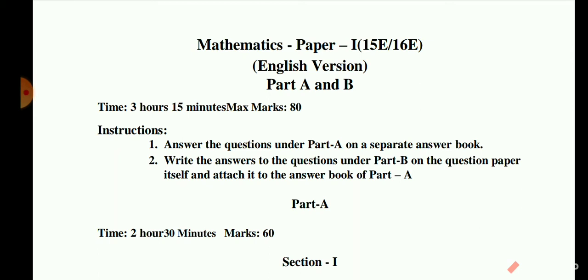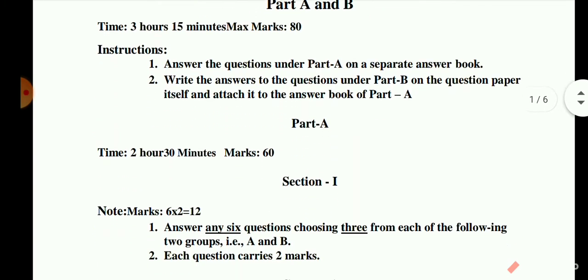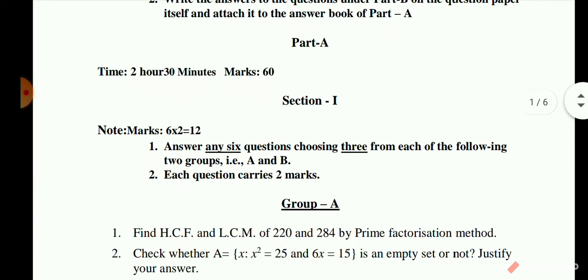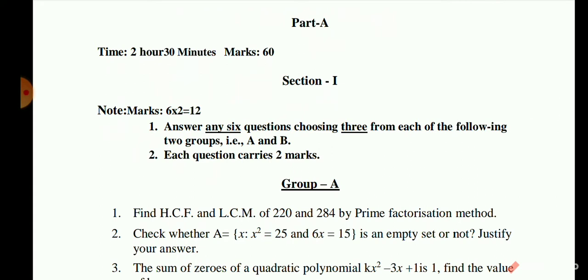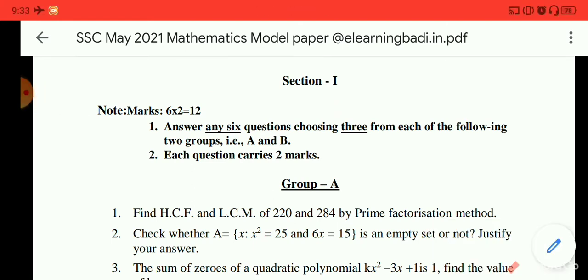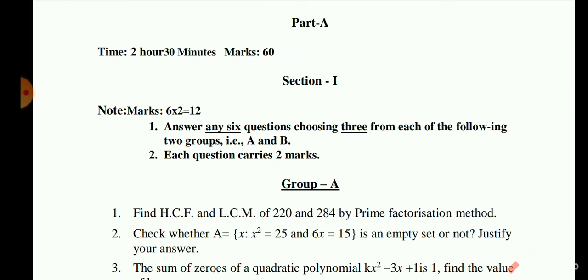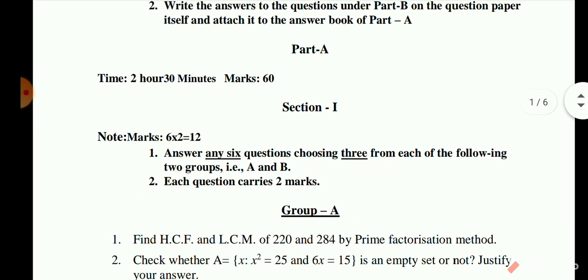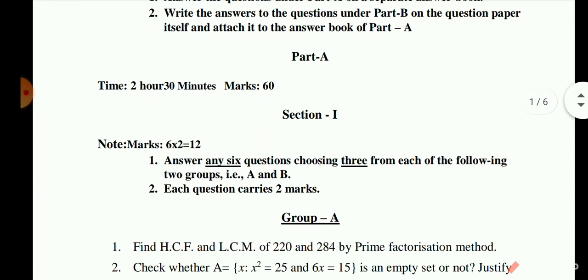Here is a detailed explanation about the parts and sections of the examination. Just see here, for the first 2 hours 30 minutes we are going to write the theoretical paper, just the questions and answers. We need to write that examination in 2 hours 30 minutes, and this is for 60 marks. In each section we have two parts, part A and part B.